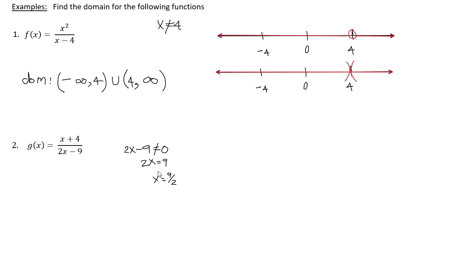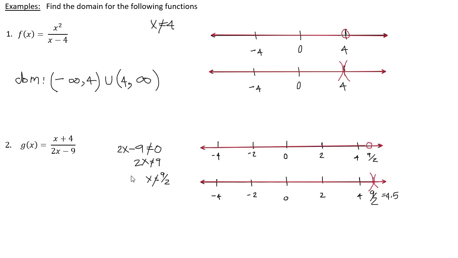Now remember, I can't have any of these. I'm not allowed to have a 0 in the denominator. So if I'm going to graph that, I can have any real number x except for 9 halves. So the domain in this case will be negative infinity up to 9 halves. Don't write mixed numbers. Don't write 4.5. And I don't include 9 halves, and then 9 halves up to positive infinity.